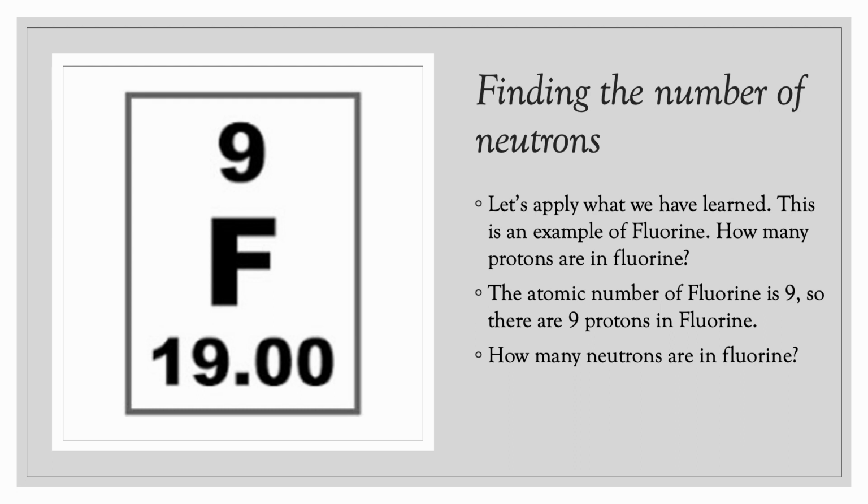How many neutrons are in fluorine? The mass number is 19. So 19 minus 9 equals 10 neutrons. Yep, chemistry can be that easy. Simple addition and subtraction.